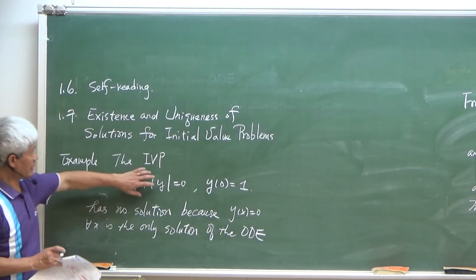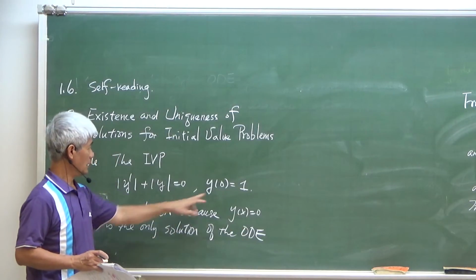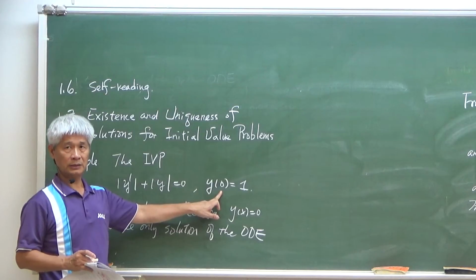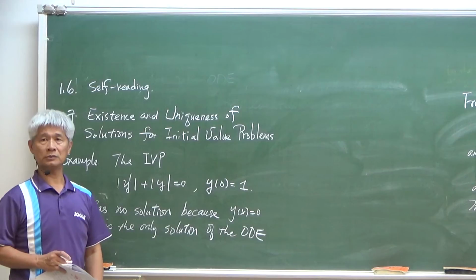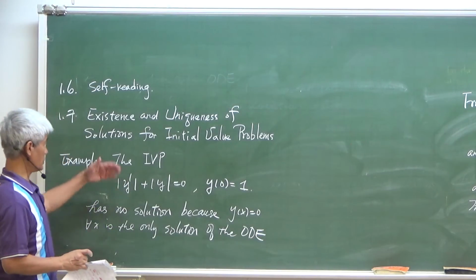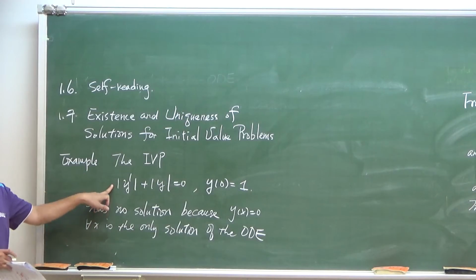So this one tells us that we only have the trivial solution. But this initial condition excludes it. So it turns out we don't have any solution. So there is no solution for this initial value problem. Any questions?